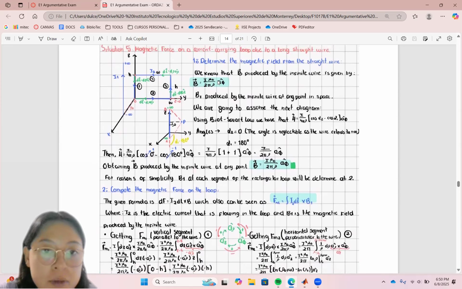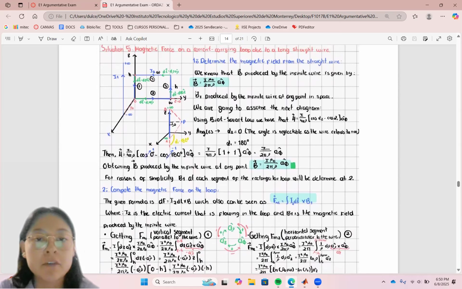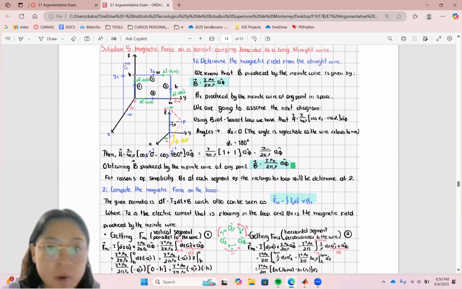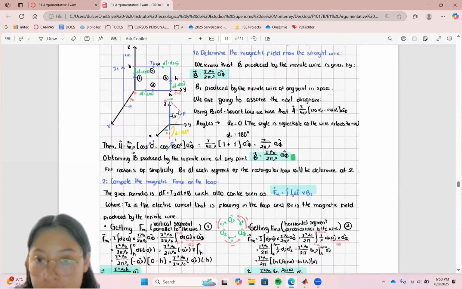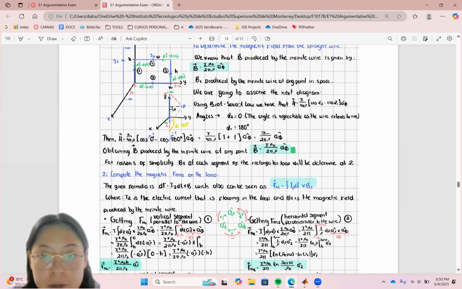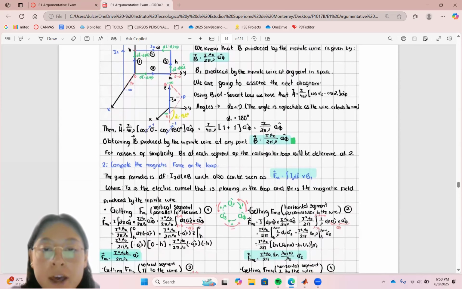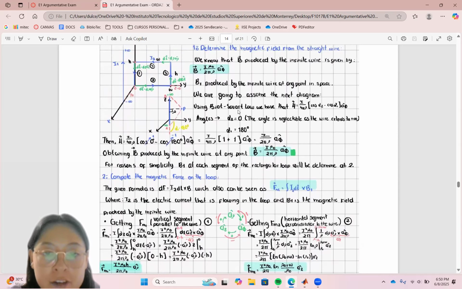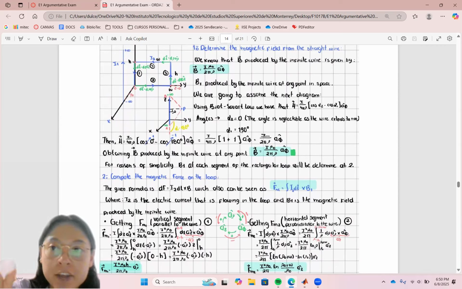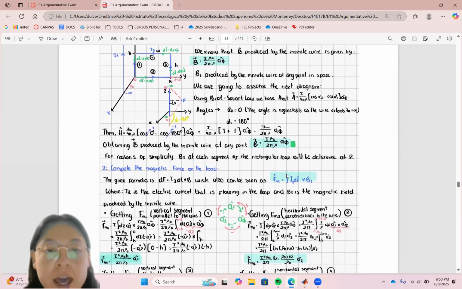And in this case, we must calculate the magnetic field B1 produced by this infinite wire at any point in space. So I make this tiny diagram and I use the Biot-Savart law and I replace the values. First the angles: in this case, alpha 2 is equal to 0, because as the wire extends, this angle is very tiny, so it becomes negligible as the wire extends to positive infinity.